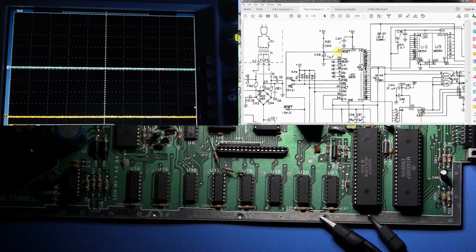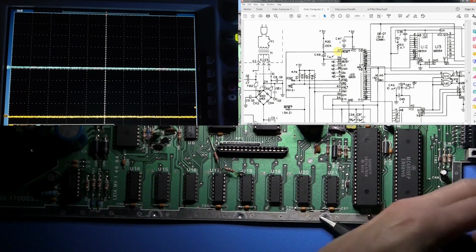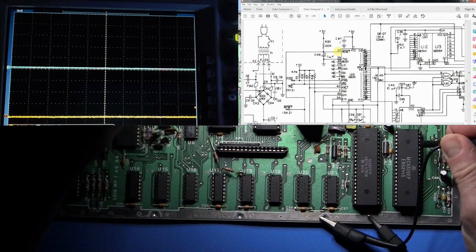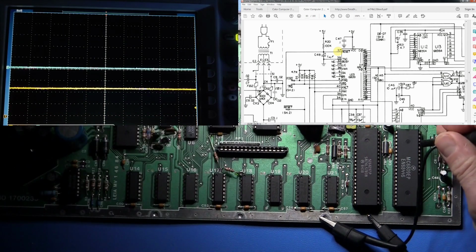We know we have VCC 5 volts. Let's observe the reset line as we power on the CoCo. Pin 37, and powering on now. Okay, reset is coming up. And it's not on camera, but I do have the green screen, the normal plain green screen with a little bit of noise in it.